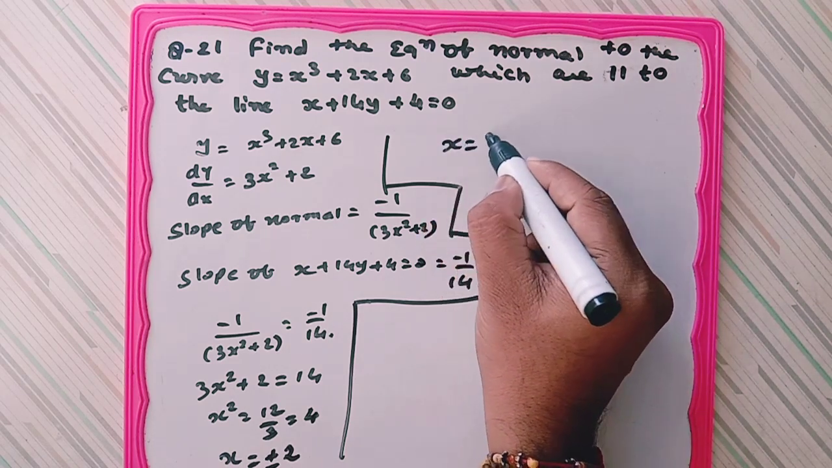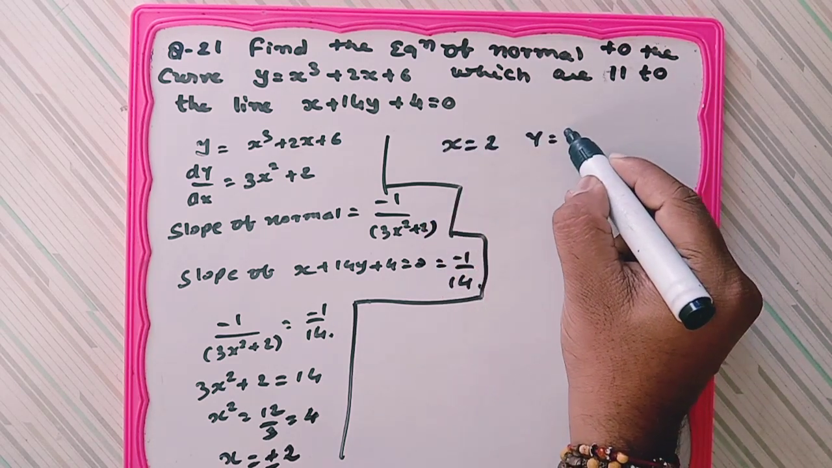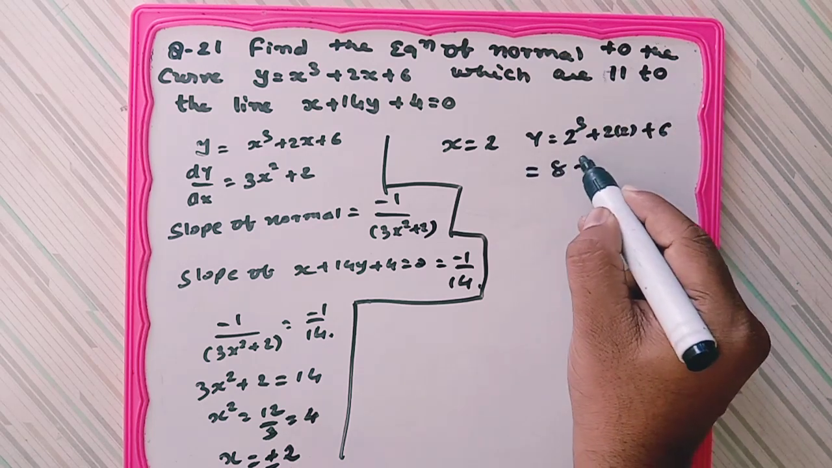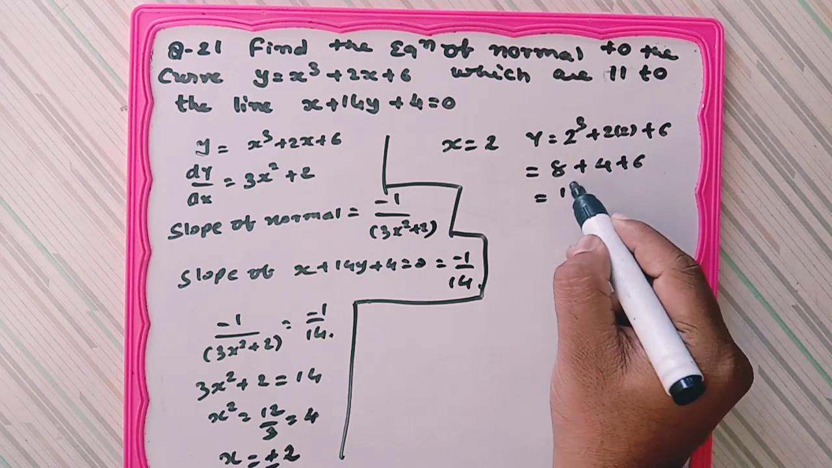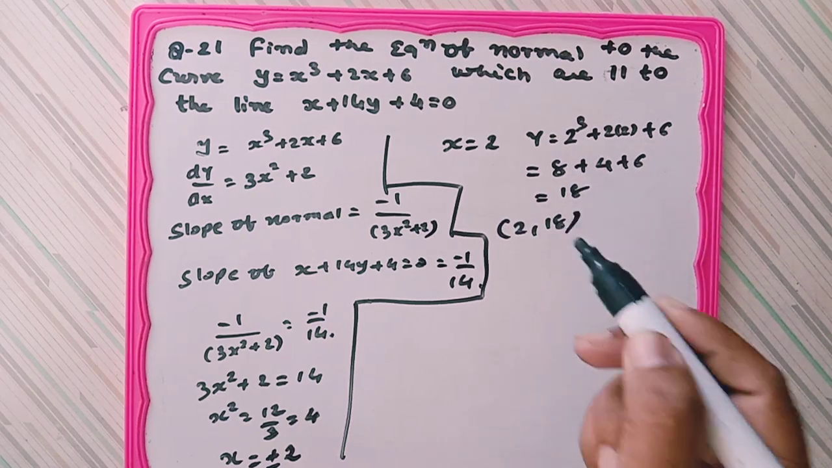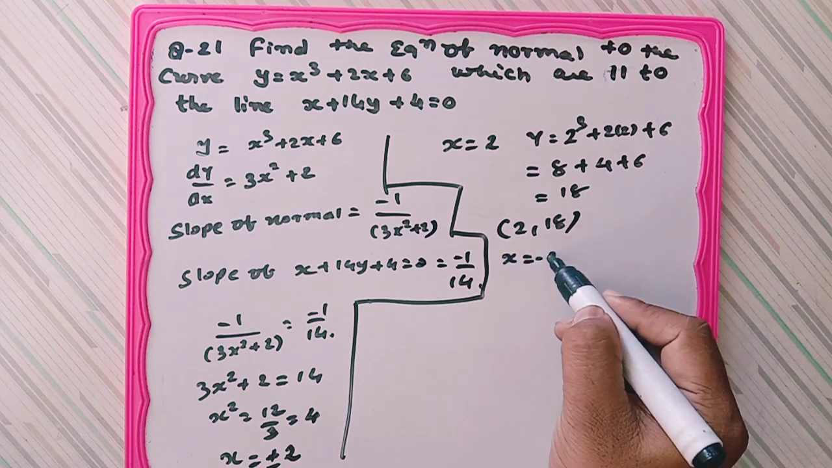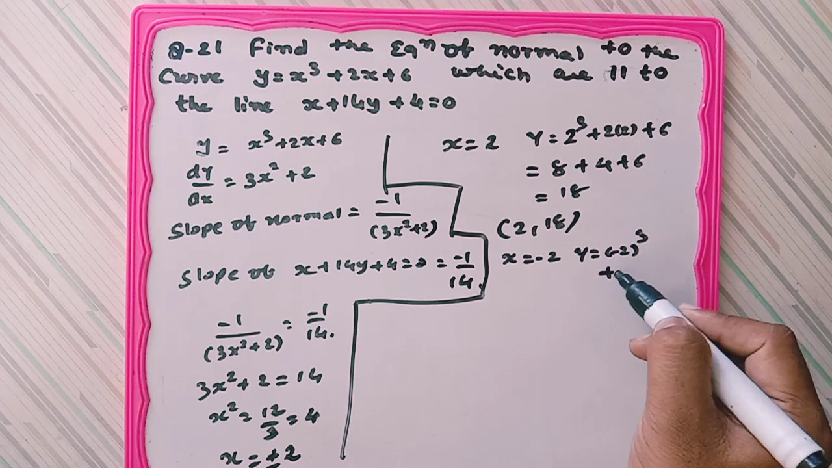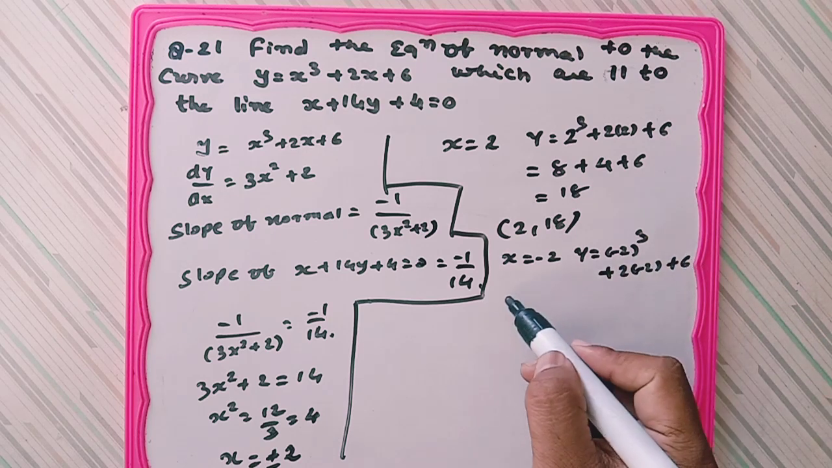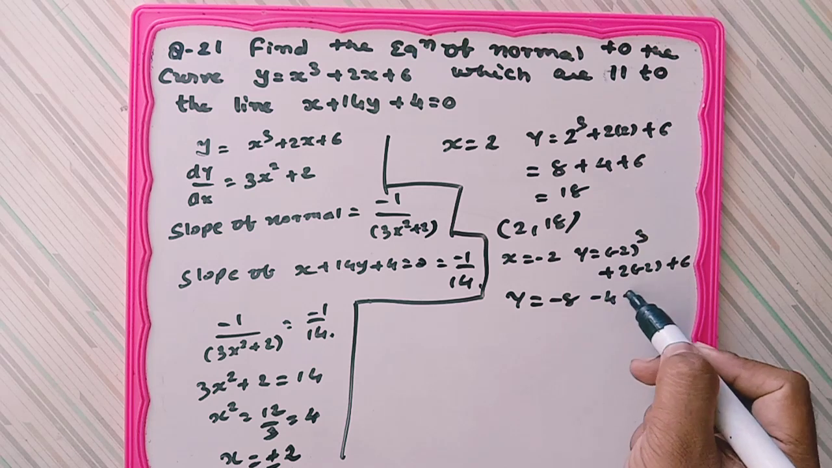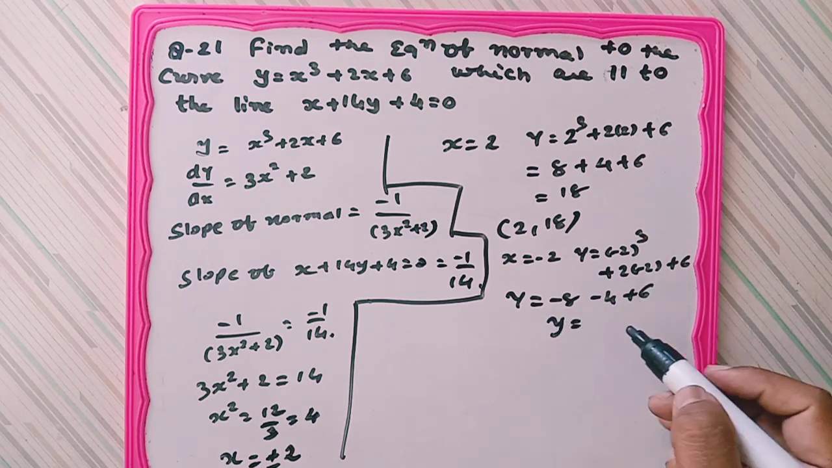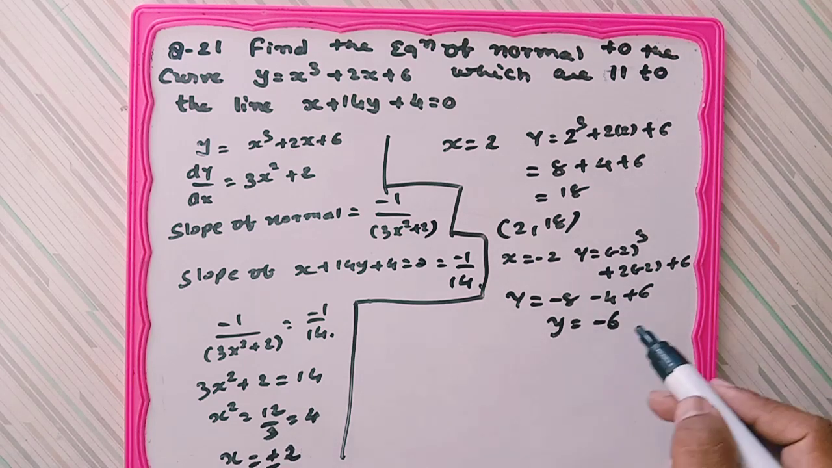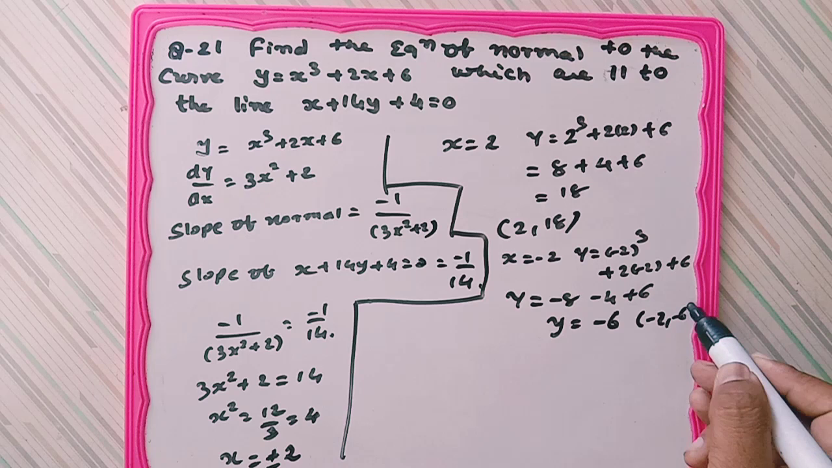So x equals 2 we take, then y equals 2³ plus 2 into 2 plus 6. So 8 plus 4 plus 6, 18. So one point is (2, 18). And x equals minus 2, and y equals (minus 2)³ plus 2 into minus 2 plus 6. So y equals minus 8 minus 4 plus 6, so y equals minus 6. And so another point we have is (minus 2, minus 6).